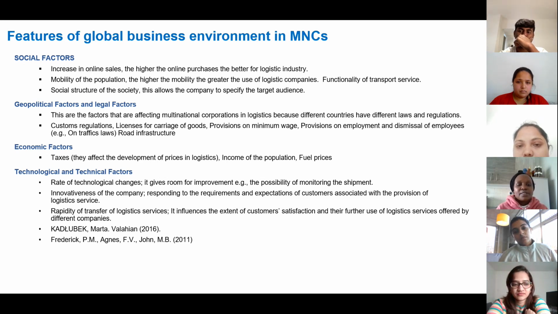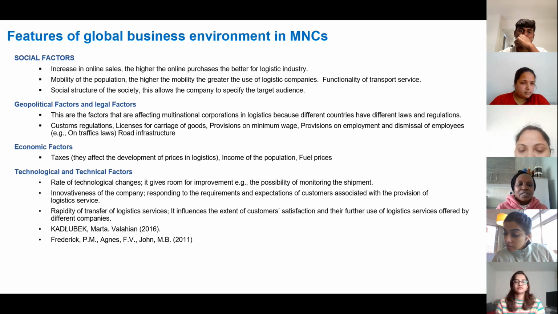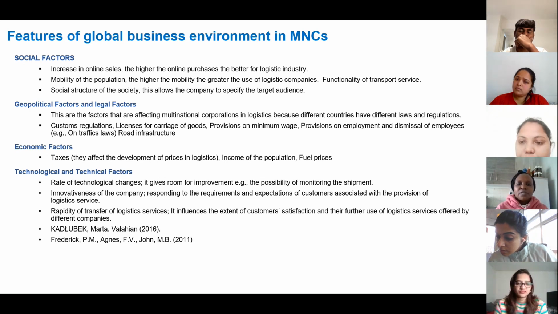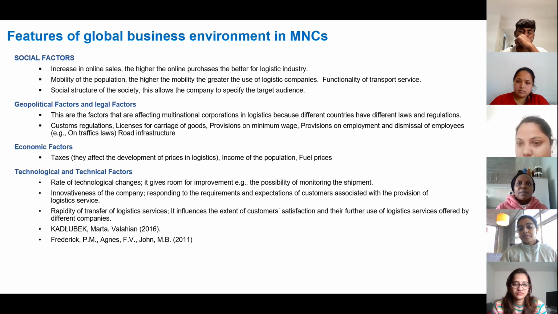The last factor is technological and technical factors. The rate of change of the technology has brought more room for one to be able to monitor shipments from one place to another. The person can monitor when they are going to receive the products. Rapid transfer can also show how fast one can get products from one place to another.